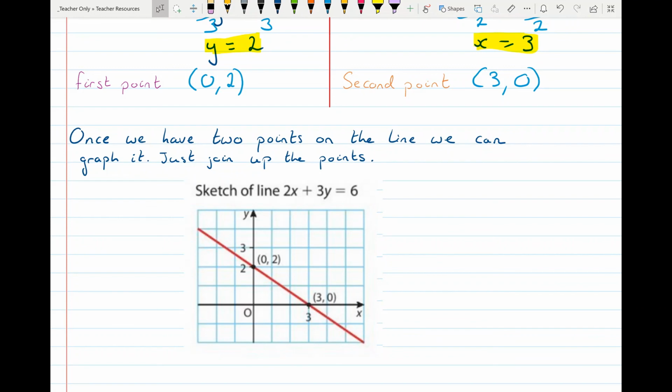So that's finding points on a line and using the equation of a line in order to draw it. I hope you found it useful.